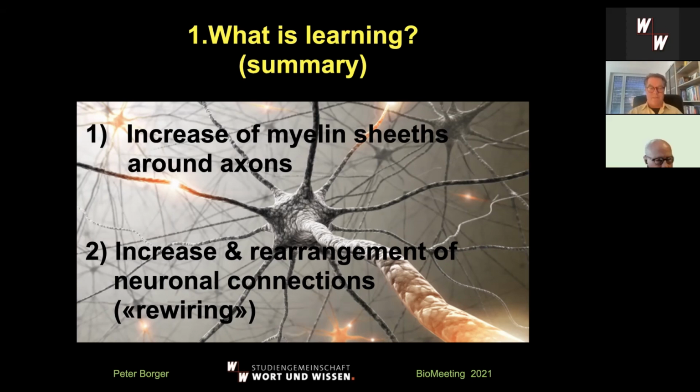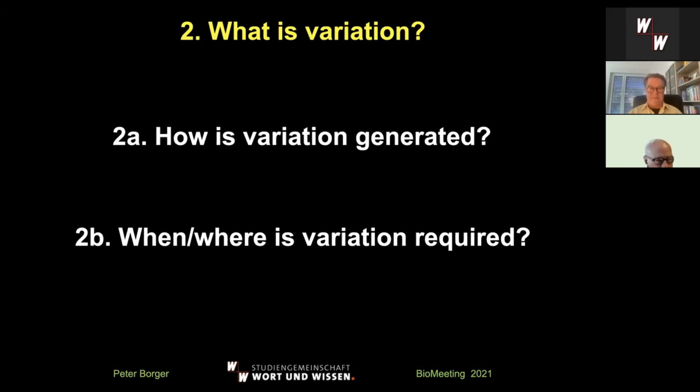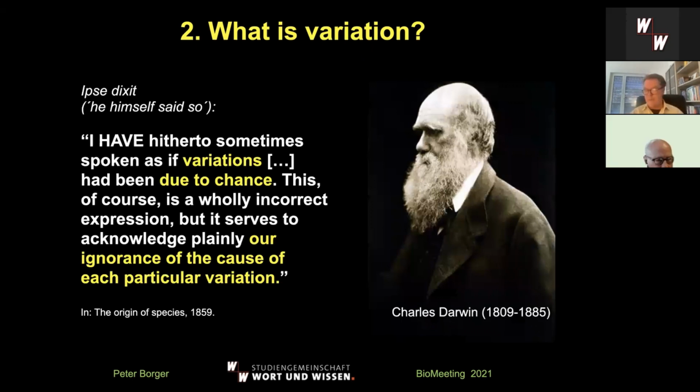And if we talk about plasticity, we also talk about variation, and variation has been one of my topics of research for a very long time. We will address two sub-questions here. How is variation generated in genomes? And when and where is variation required? Well, we go back a long time in history, and we end up with one of the first persons who studied variation a lot. And this is, of course, Charles Darwin, everybody recognizes him.